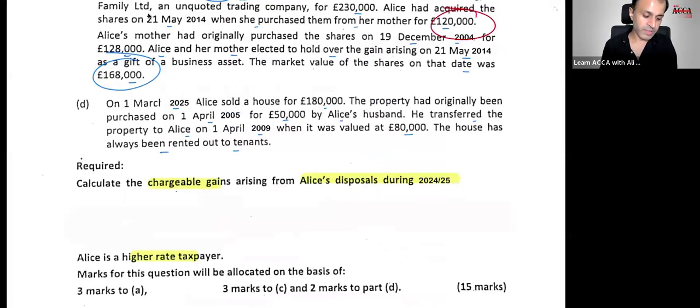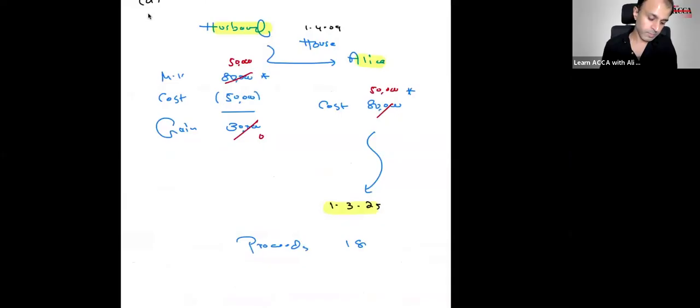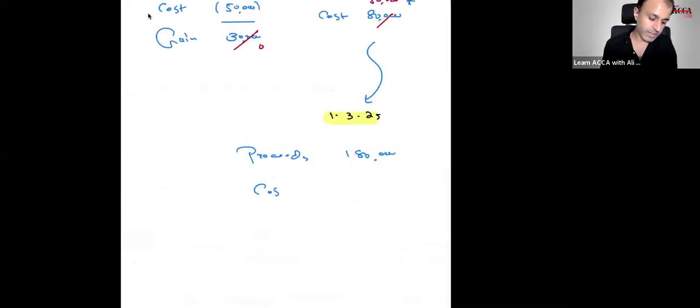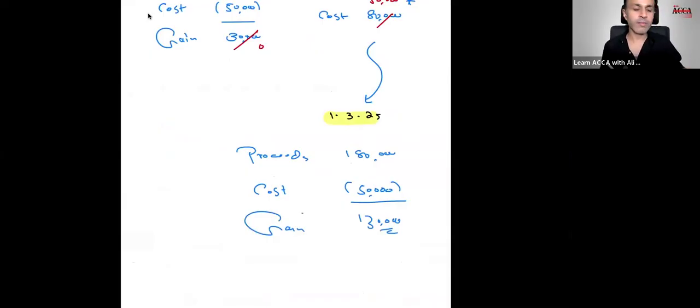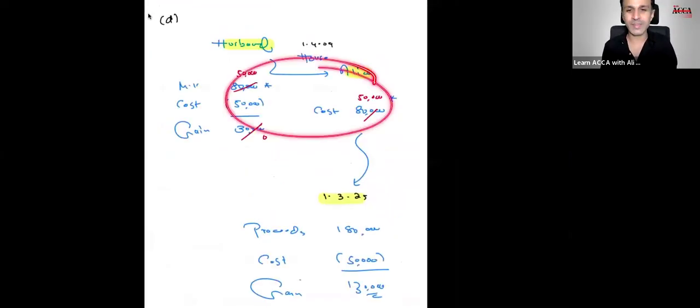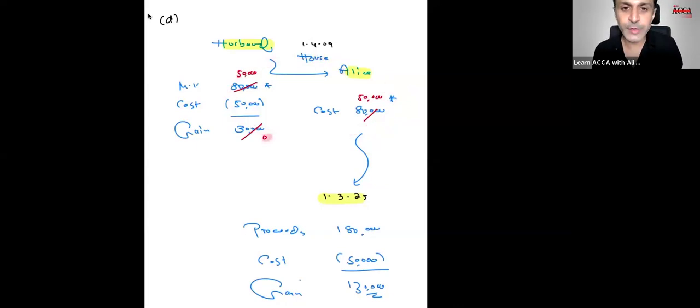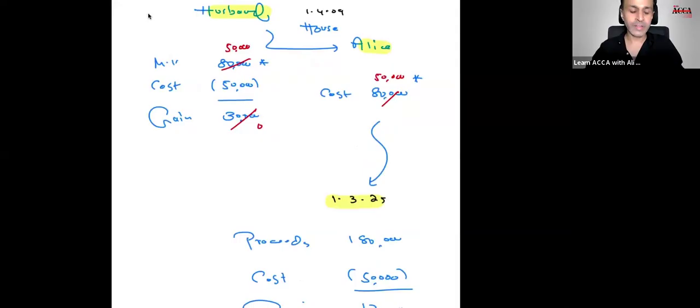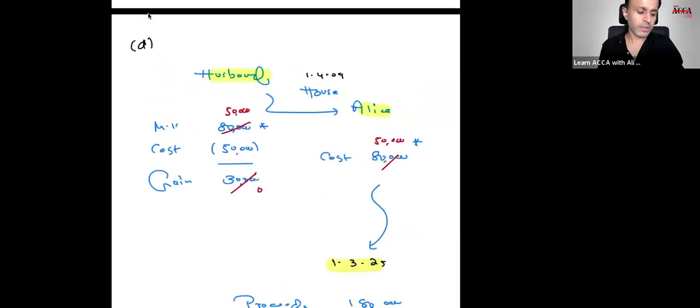The proceeds of the disposal are 180,000, and the cost that we are going to use is the one that her record now suggests. That is it. So this is how inter-spouse no gain, no loss transfers are treated. Whenever they transfer assets between each other, the transaction is always considered no gain, no loss. And how to achieve it? Use the cost and assume the proceeds to be the same as the cost, so that 50 minus 50 equals 0.